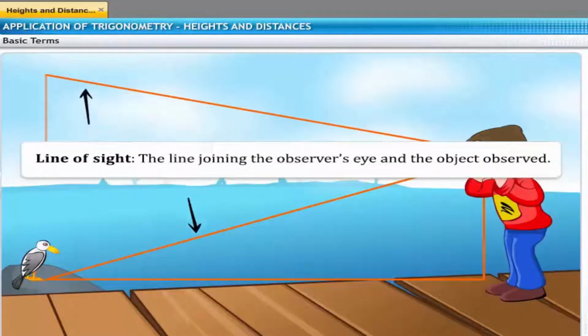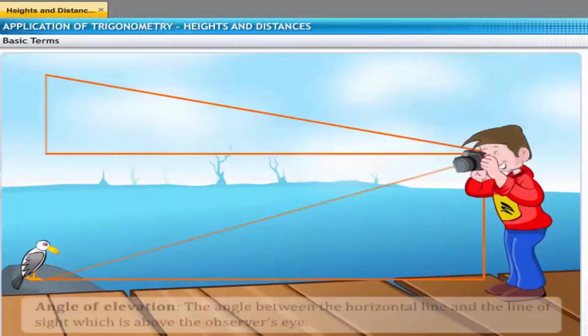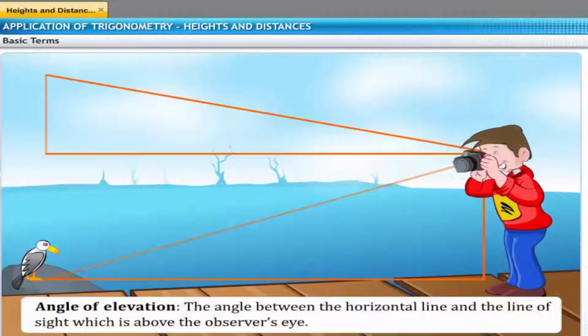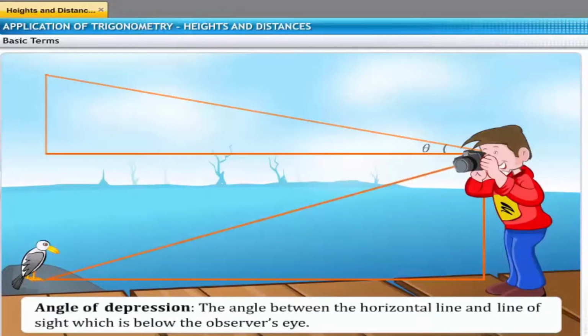In the first instance, the seagull was flying overhead, and the camera was elevated upwards with respect to the horizontal line. While in the second instance, the camera was bent downwards with respect to the horizontal line. The angle formed by the line of sight, which is above the line of the observer's eye, is called the angle of elevation. And the angle formed by the line of sight, which is below the line of the observer's eye, is called the angle of depression.